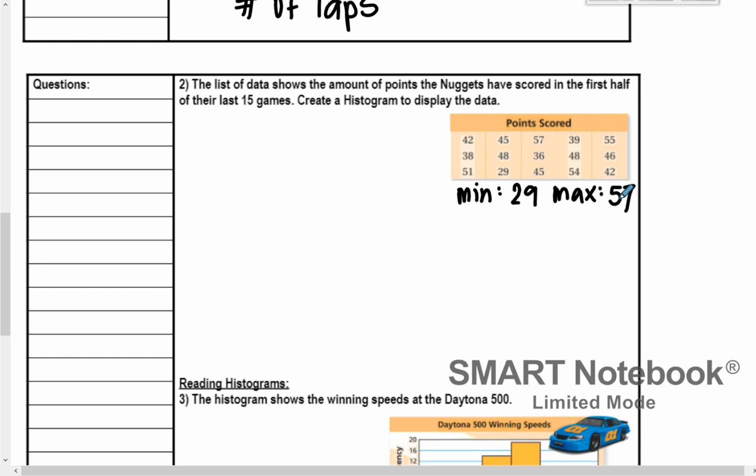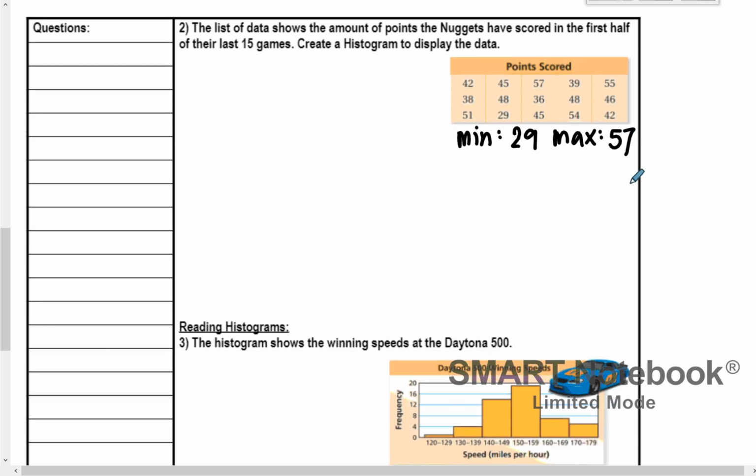Okay. So let's just sketch. A frequency table is going to be like a T-chart. We've got our interval, which is points scored. I'm just going to put "points" there to shorten it up. And then we have our frequency, and I'm just going to put FREQ and stop it there to shorten it up. All right, so we are going from 29 to 57.